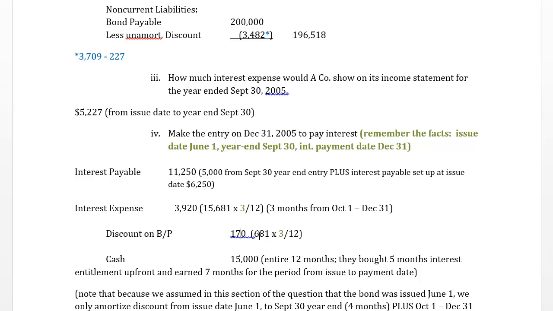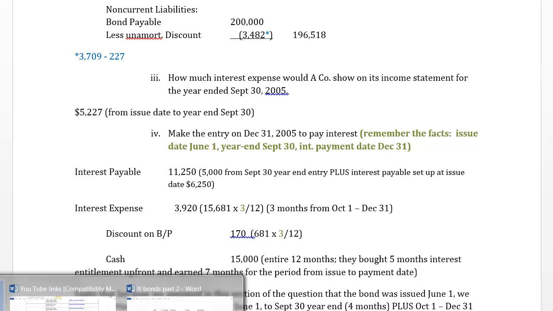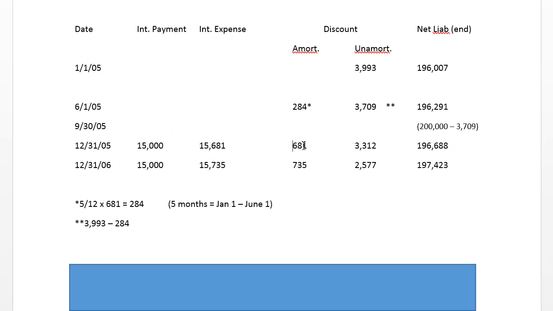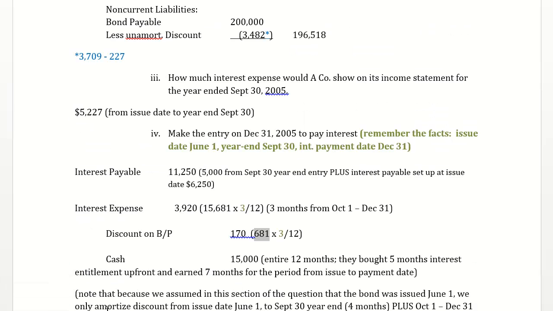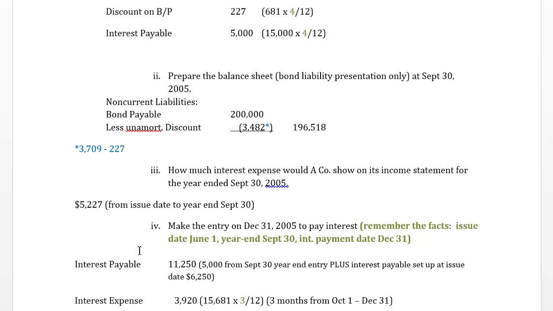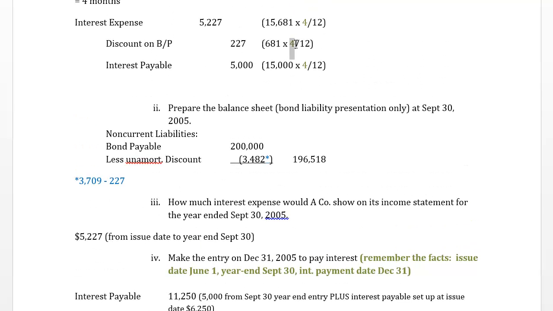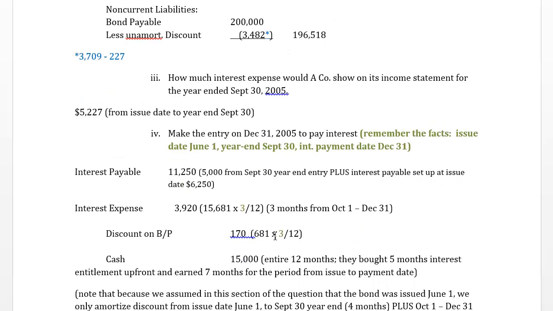Your discount is going to be, well, the discount for the year would have been $681, right? We had that over here. $681 for the year, but we only want the last 3 months, October, November, December, because we already did our accrual to amortize discount here for the 4 months of the 7 that the bond has been outstanding, right? Now we want to get the last 3 of those 7 months, so it's $170. So this is our entry on December 31st, 2005 to make the interest payment.